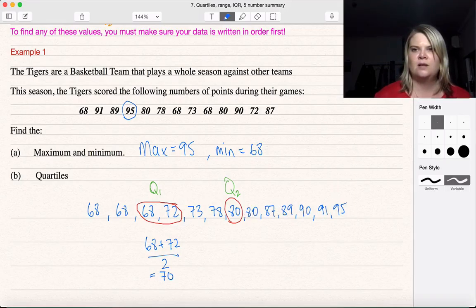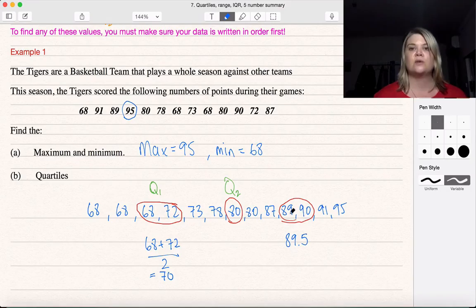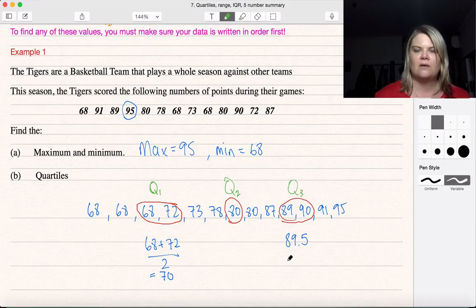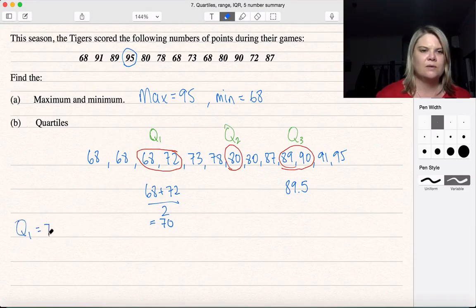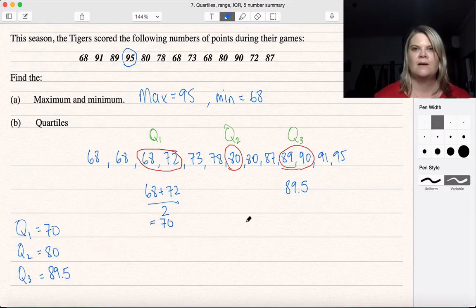The upper quartile is halfway between 89 and 90, which is 89.5. If you weren't sure about that, you could add them together and divide by 2. And that's our 3rd quartile or upper quartile. Once you've found the 3 numbers, you just need to list them out. Q1 equals 70, Q2 equals 80, and Q3 equals 89.5. Thanks for watching the video.